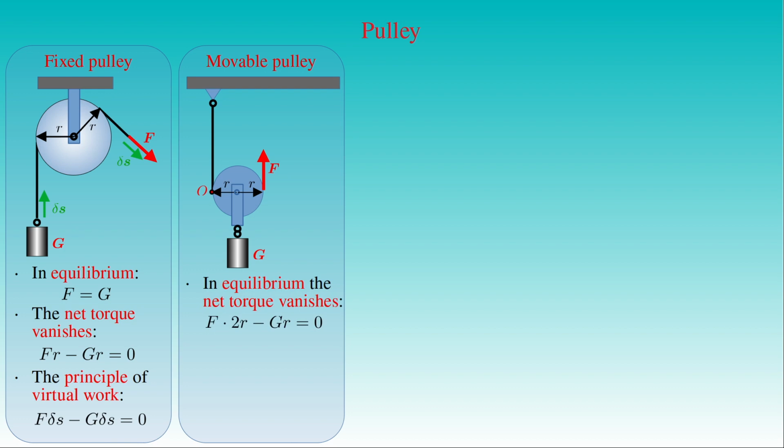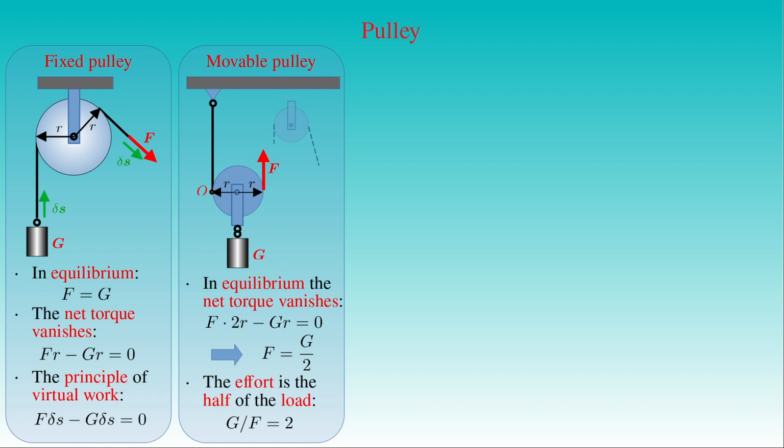Then the equilibrium condition of the vanishing net torque gives the equation stating that the magnitude of the force F times 2 times the radius R, minus the magnitude of the force G times the radius R is equal to 0. As a result, the magnitude of the effort F is given by the magnitude of the load G over 2. In other words, if the two ends of the rope wound around a movable pulley are parallel and the forces acting on the pulley are in balance, then the effort F is just half of the load G, producing the mechanical advantage of 2. Here the weight of the pulley and the rope is included in the load G.